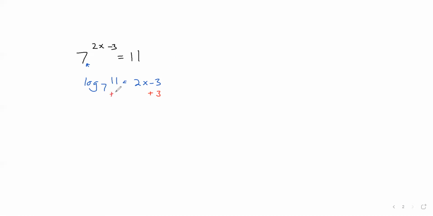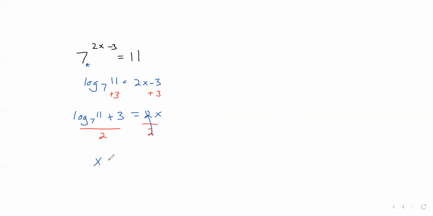I'm going to add 3 to both sides. And again, I'm not going to make that an 11. This is just log base 7 of 11 plus 3. Kind of cumbersome, yes, but this is how you'd write it. I'll still finish by dividing both sides by my 2. Of course, they'll cancel out on the right.